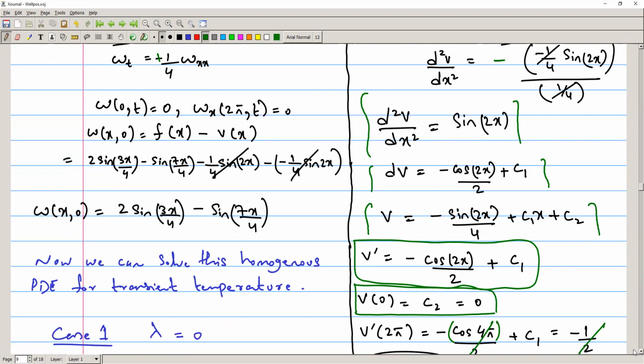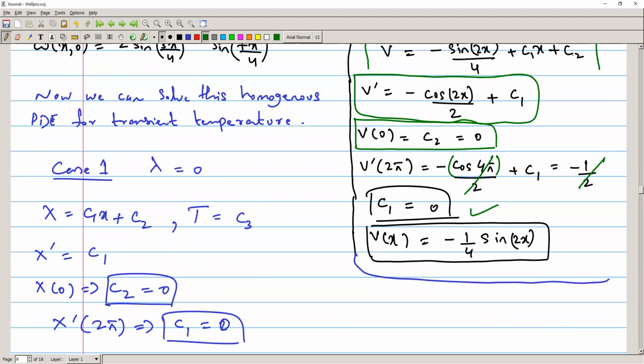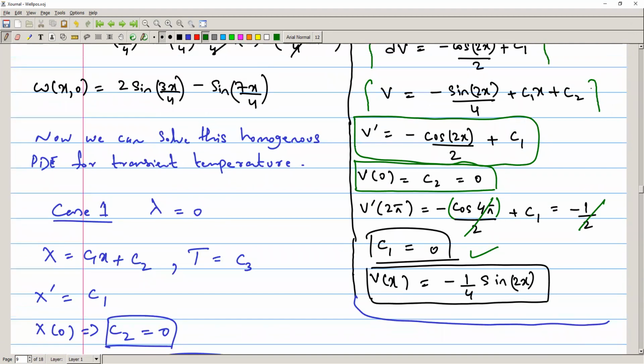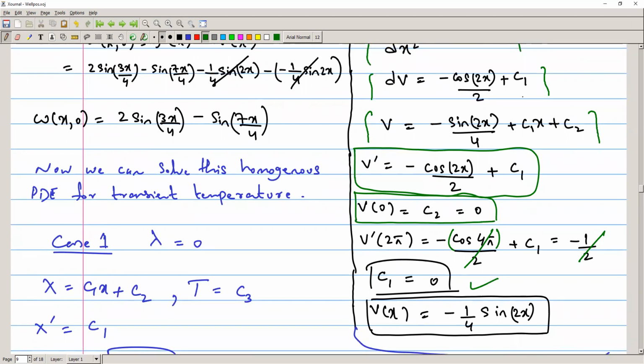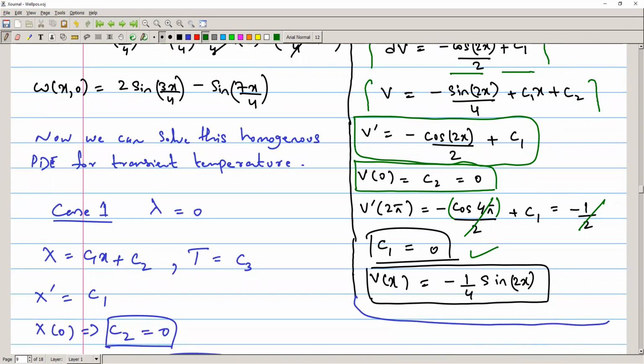Then to apply the boundary conditions, we know that one of the boundary conditions is the normal boundary condition, that is Dirichlet, and the second is the Neumann boundary condition. Therefore, we need to calculate the derivative, but we already know that the first derivative is here, right? So we can apply the boundary conditions, given that v of 0 equals 0 and v prime of 2 pi equals negative half, right?